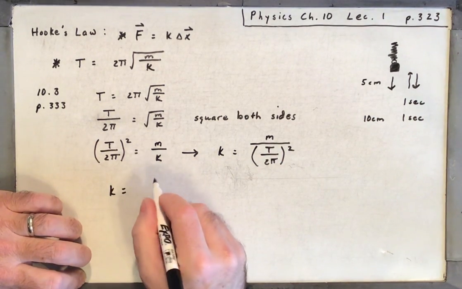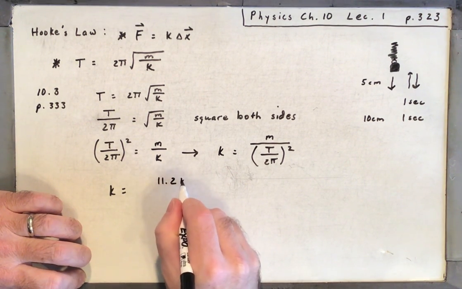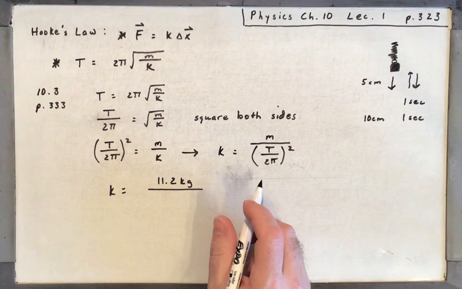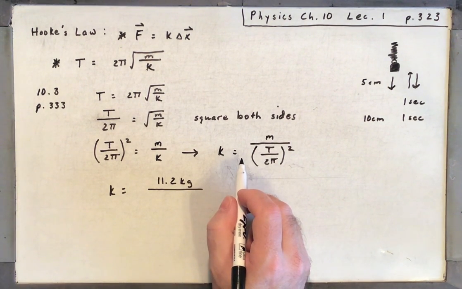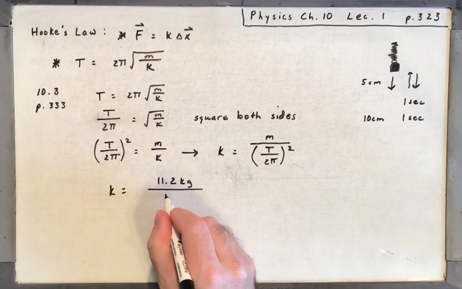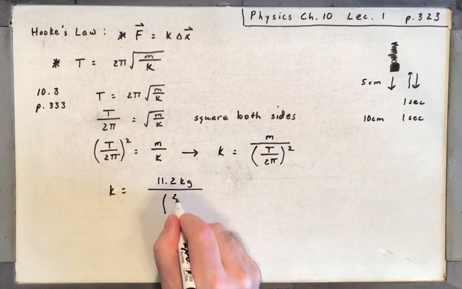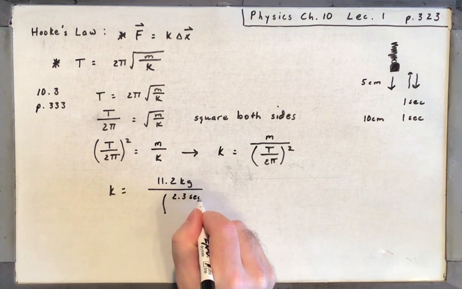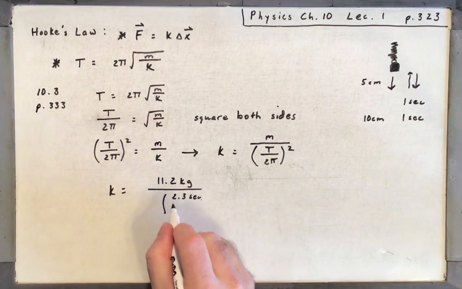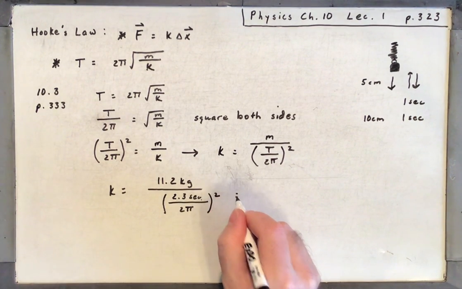So k is equal to the mass. Let's plug that in. That is 11.2 kilograms. Pretty heavy to put on a spring. Probably the biggest springs where you live would be in your garage door. If you look right above the top of the garage door when it's closed, you'll see a really big, thick spring, and that's to assist you in opening that heavy door. All right, the period is 2.3 seconds. And then 2 pi, and we need to square that.